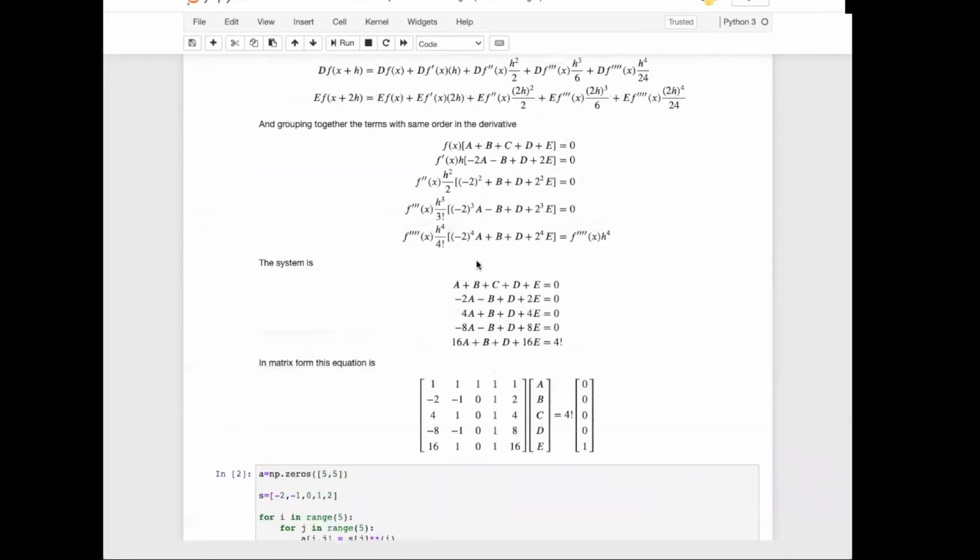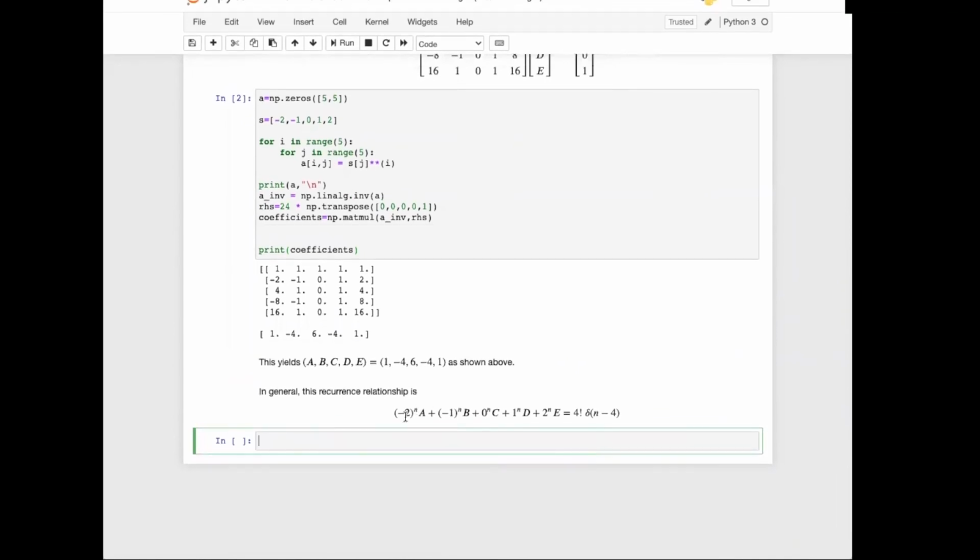So let's see what we did here. Let's see if we find a general recurrence relationship. What we had here was that for every order in the derivative, say for the third order or the fourth order, the equation that we had was the position in the stencil to the power of the order, giving either 0 or the factorial of the order. It means that in general, this is a recurrence relationship. You have here the position of the stencil, the order of the derivative, so from 0 to 4, and that's going to give you either 0 or the factorial of the order. That's what the delta is doing here.